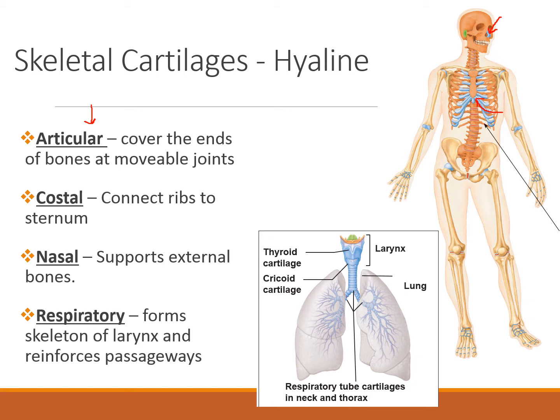Finally, we have the respiratory cartilages. The respiratory cartilages are found really on the inside of your body. They consist of cartilage structures that form your voice box or larynx, and the cartilage rings that help to hold the bronchi and bronchioles open. These are passageways that allow air that comes from your mouth and nose to get down into your lungs. If it wasn't for the respiratory cartilages, these tubes would collapse. They reinforce your air passageways.